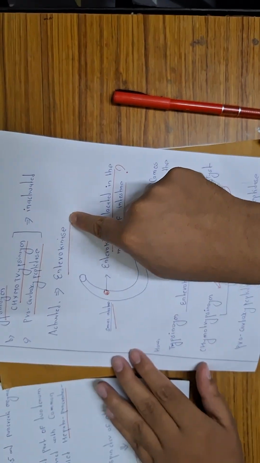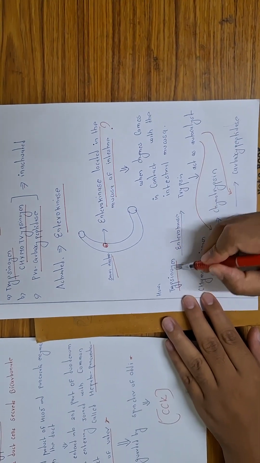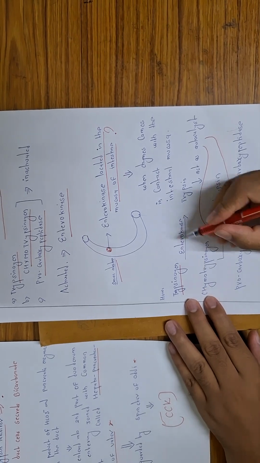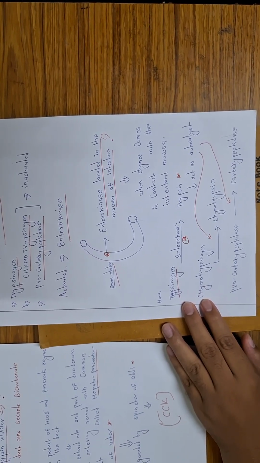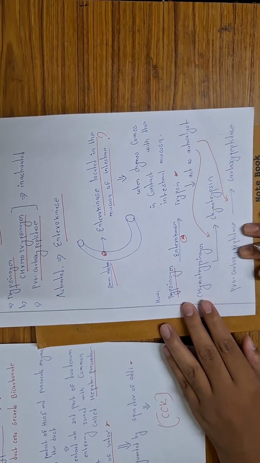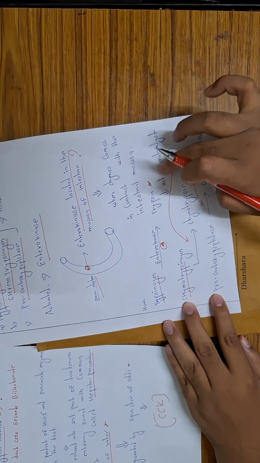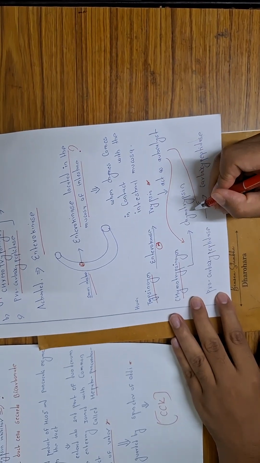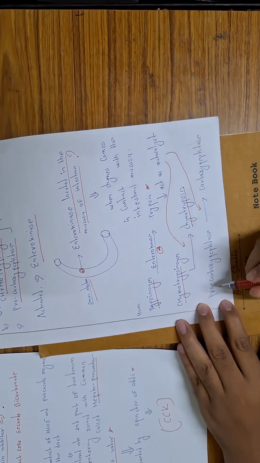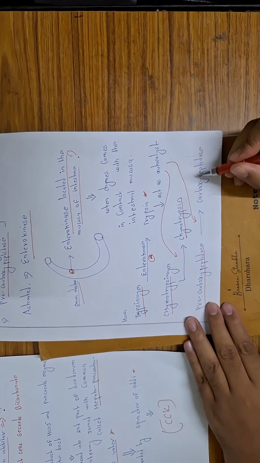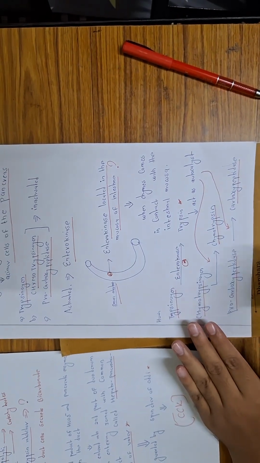Then this enterokinase acts on trypsinogen. Here, enterokinase acts and converts it to trypsin, and this trypsin acts as an autocatalyst. This means trypsin acts on chymotrypsinogen. We can see that this trypsin acts on chymotrypsinogen and converts it into activated chymotrypsin. In the same way, this trypsin acts on procarboxypeptidase and activates it into carboxypeptidase. These are all the activated forms of the proteolytic enzymes of the pancreas.